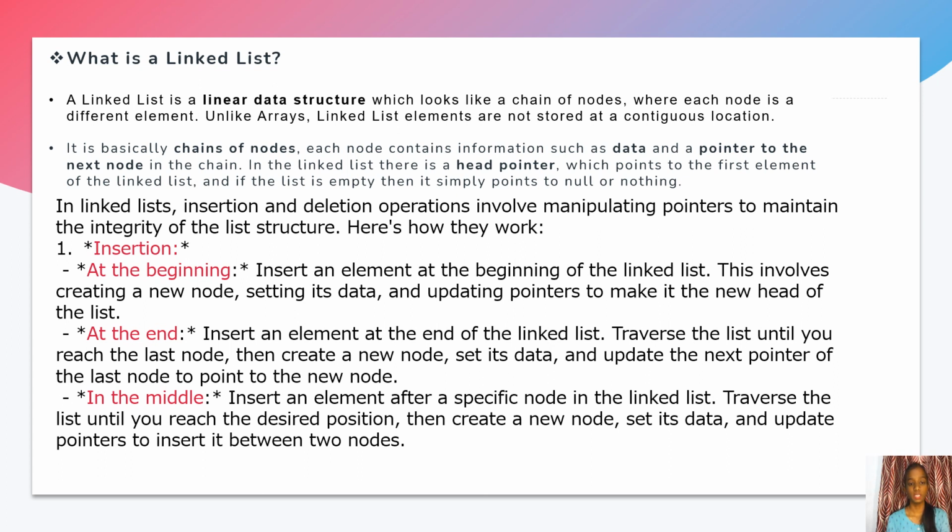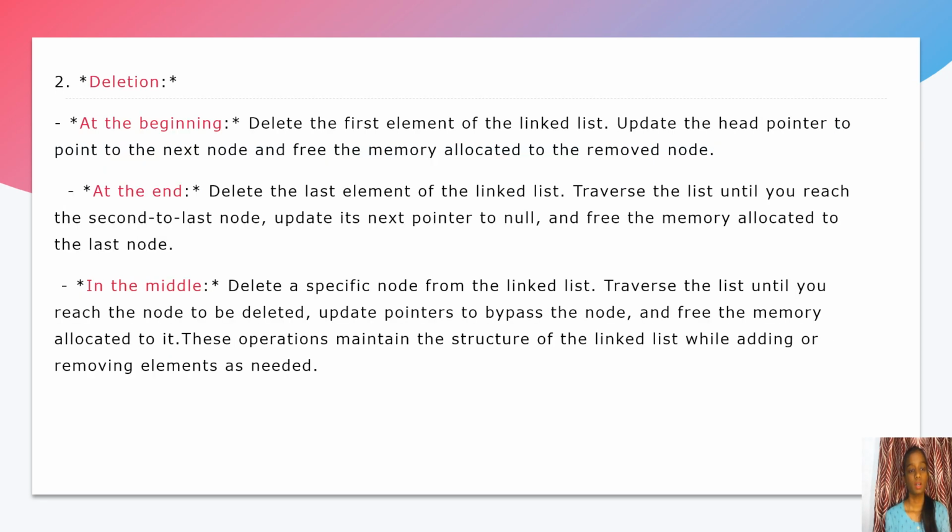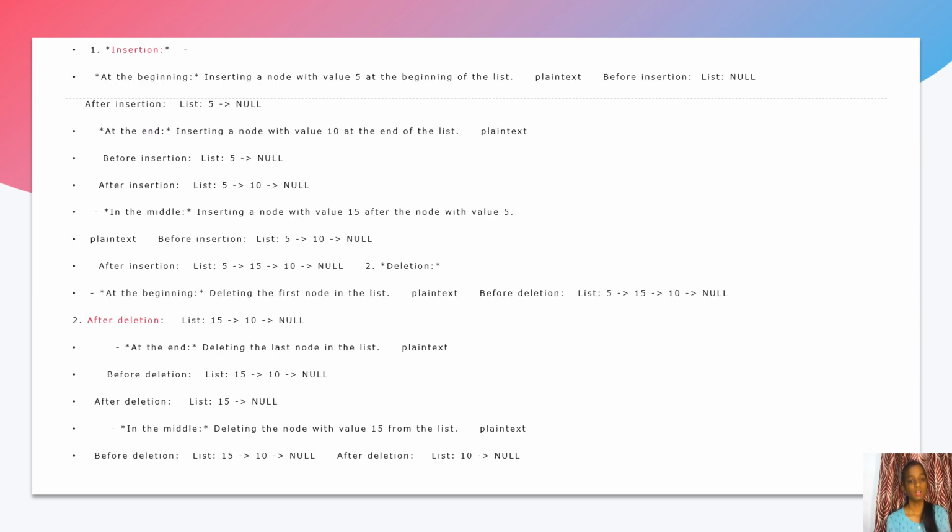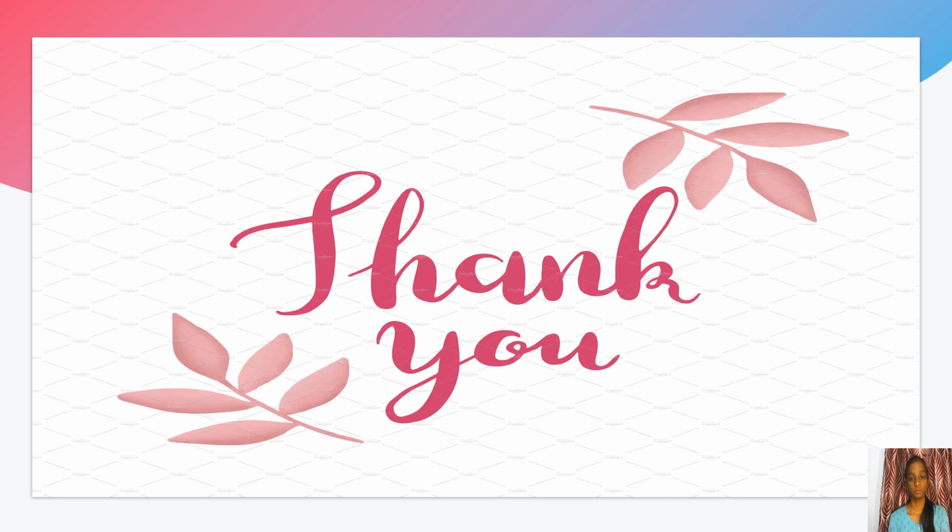Insertion at the beginning. Insert an element at the beginning of the linked list. This involves creating a new node, setting its data, and updating its pointer to make it the new head of the list. Also insertion at the end and in the middle. In deletion, it is the same as insertion: at the beginning, at the end, and in the middle. So these are the examples of a linked list, that is, insertion and deletion.